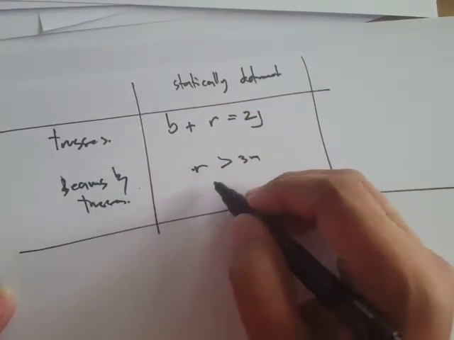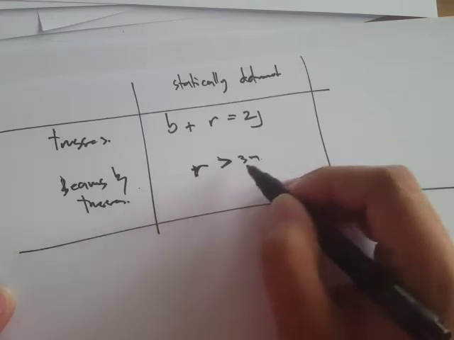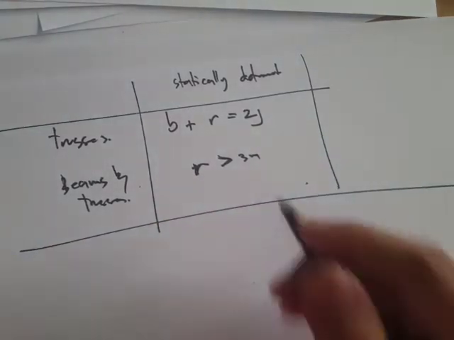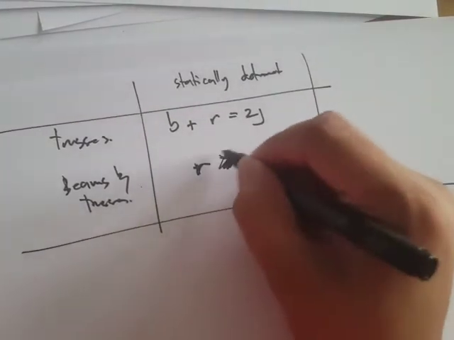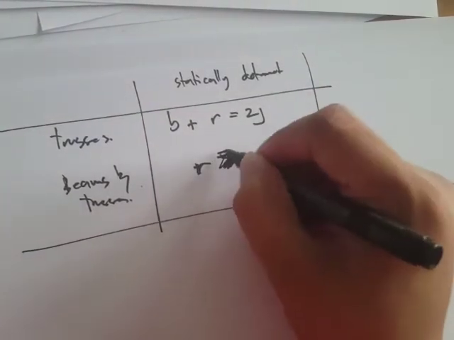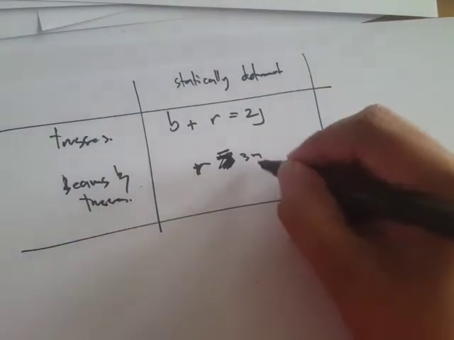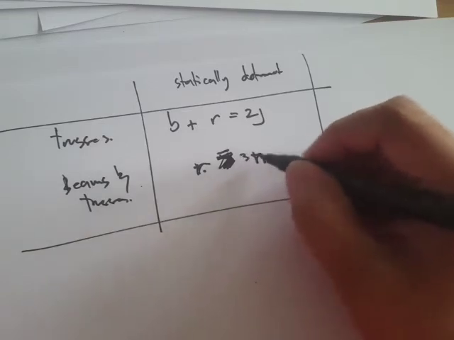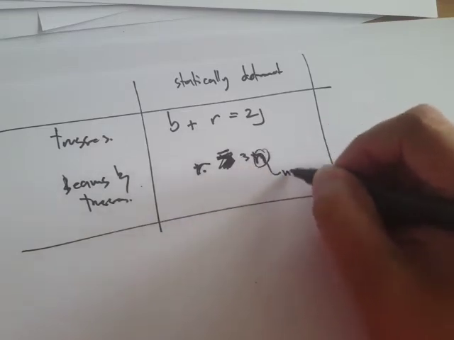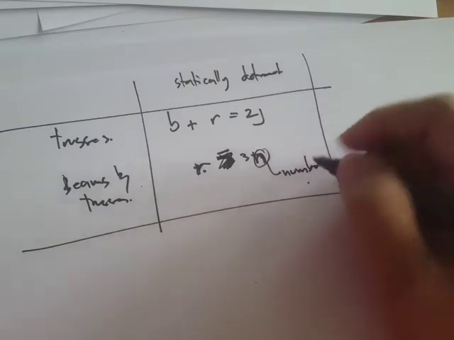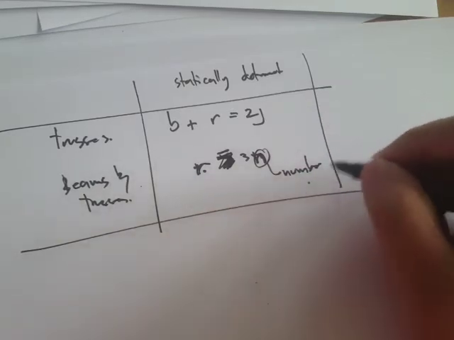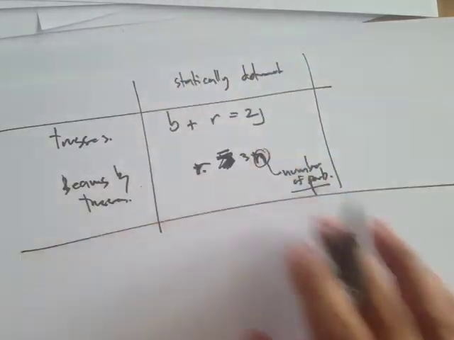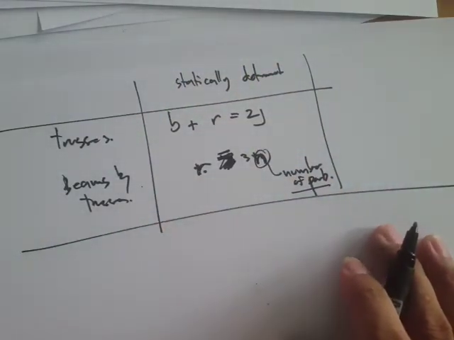So for beams and frames, sorry, I guess this one should be equal. So if it's equal or less than, then that's going to be the support reactions. If it's less than the 3 times the number of parts. Okay, it's all explained in our lecture handouts. Okay, then that's going to be statically determinate.